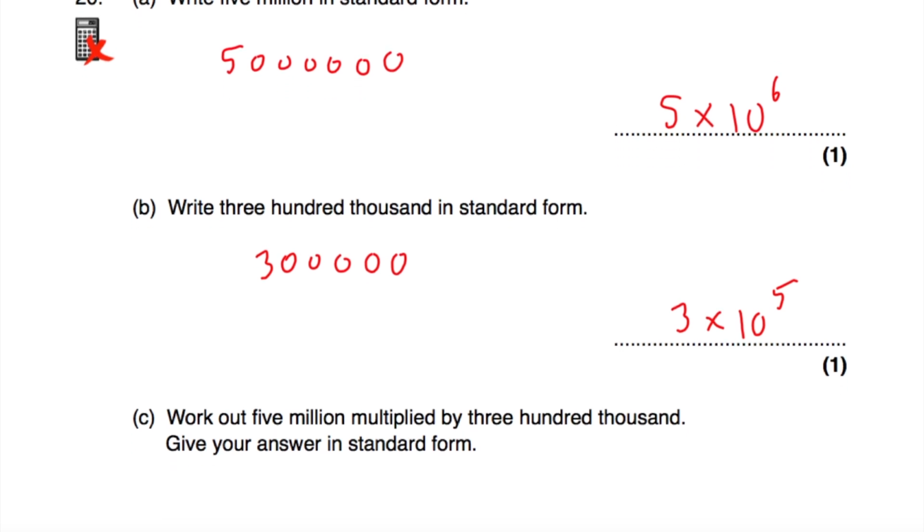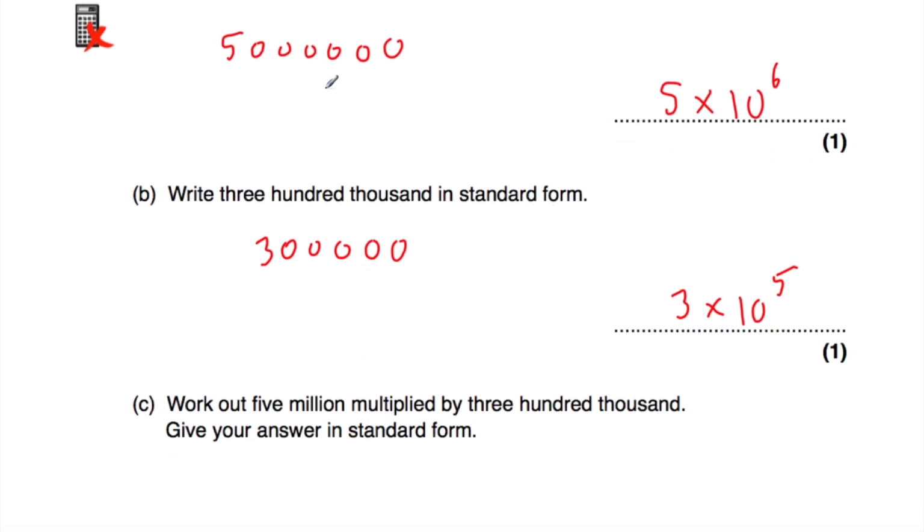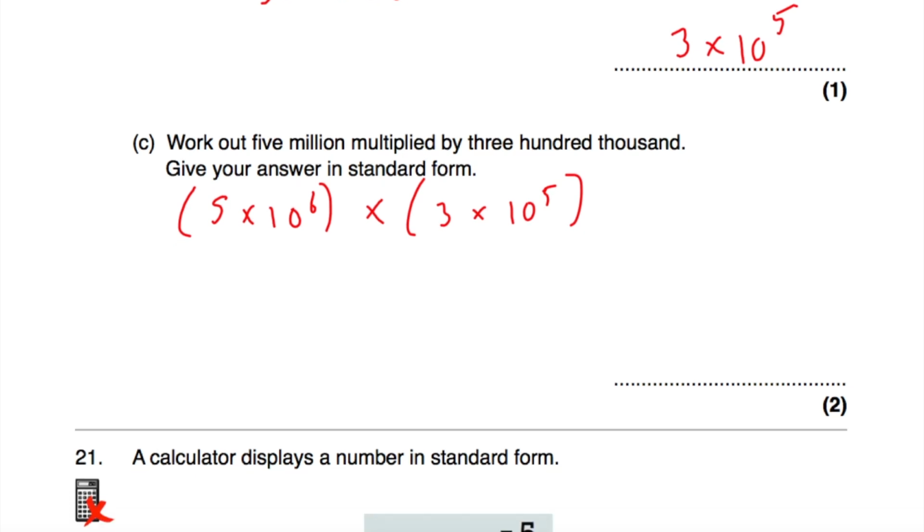Okay, and then part C. Part C, we've been asked to work out 5 million multiplied by 300,000 and to give our answer in standard form. So let's look at our two answers and multiply those together. So let's do 5 times 10 to the power of 6. I'm just writing this down and then I'll scroll down. Multiplied by 3 times 10 to the power of 5. And then if we work that out, that'll be our answer. Okay, so let's scroll down.